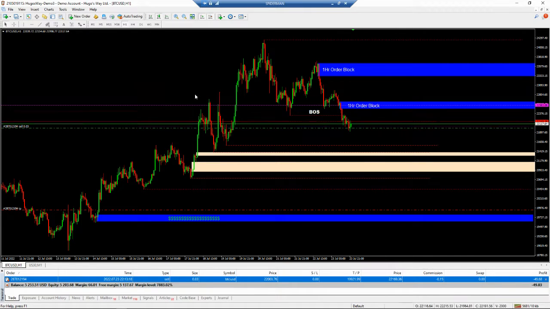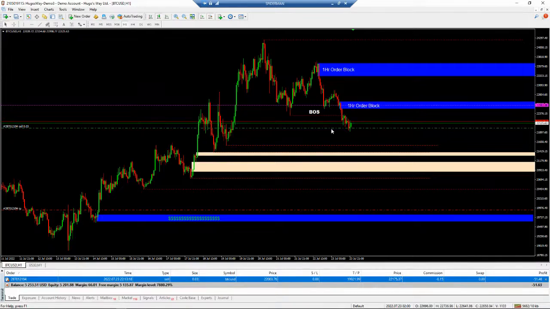And this is not just with Bitcoin. This is any pair you look at. I don't care if you're looking at regular forex pairs. I don't care if you're looking at indices. I don't care if you're looking at stocks. This works. Order flow works for everything.